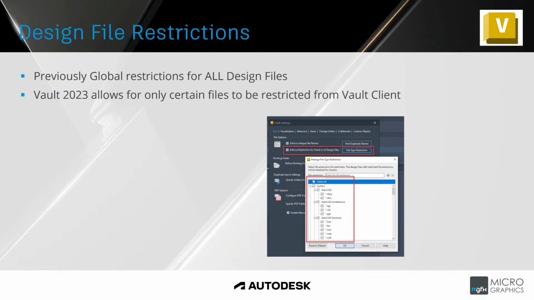Now what Vault allows you to do is actually configure what you want to be able to check in by dragging and dropping onto your Vault client. Okay, so you can see there AutoCAD files, AutoCAD Architecture, AutoCAD Electrical, Inventor, Map, Civil, Revit, and so on. So that is just a little bit more control on what you can drag and drop in.